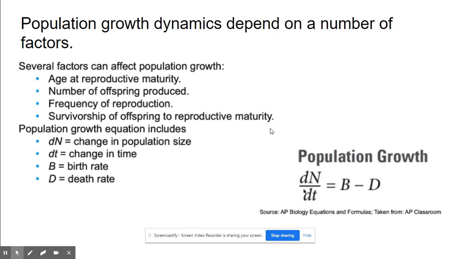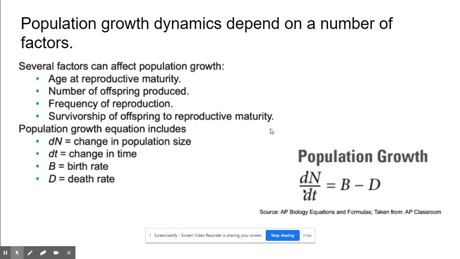The number of offspring produced is also going to impact it. A species that has one baby every year is going to have a smaller population size than a species that's able to reproduce by having 15 offspring, and all 15 are going to survive, and they're able to do that every 2 months.